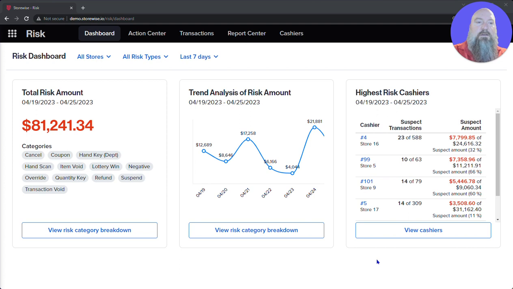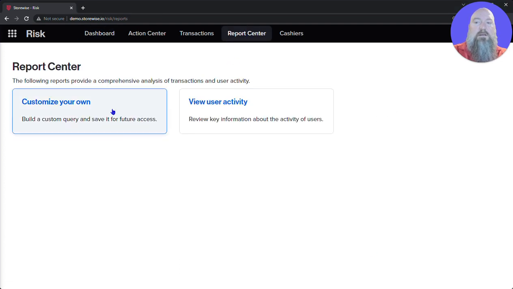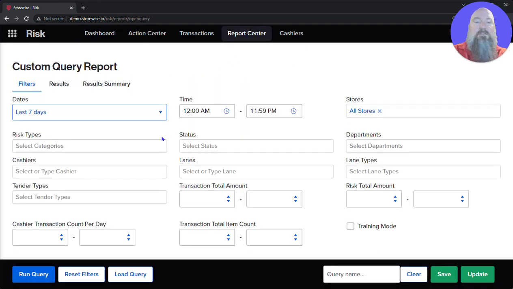Caitlin already talked to you guys earlier about how to use the report center and how to customize your own. And in this environment, this is actually where we're going to find this quick tip.